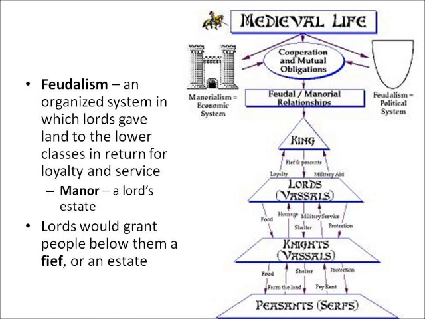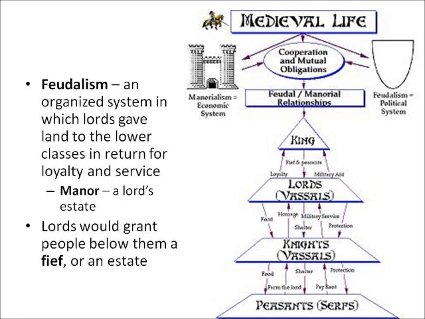So what you see there on the right is a graphic organizer, and I know it's not the clearest, but this gives you a very good idea of what is exchanged between the classes in a feudal system. At the very top you have the king, and the king will give land to his lords or his noblemen, and in return the lord must give the king loyalty and military aid whenever the king needs the military for a war, for example.